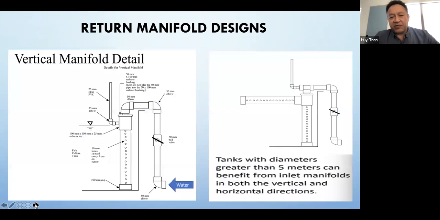Some basic design for the return manifold. This design is very simple. It gives a good water distribution. In the old days, we just had a pipe coming into a tank and that was it. But as the tank size grew and as the dimensions, volume and density grew, we had to make better designs in order to get the correct flow and help flush that waste out of the system much faster and get it into filtration.